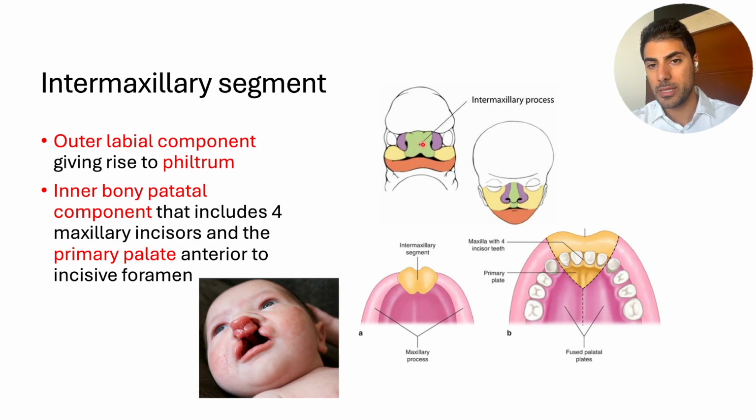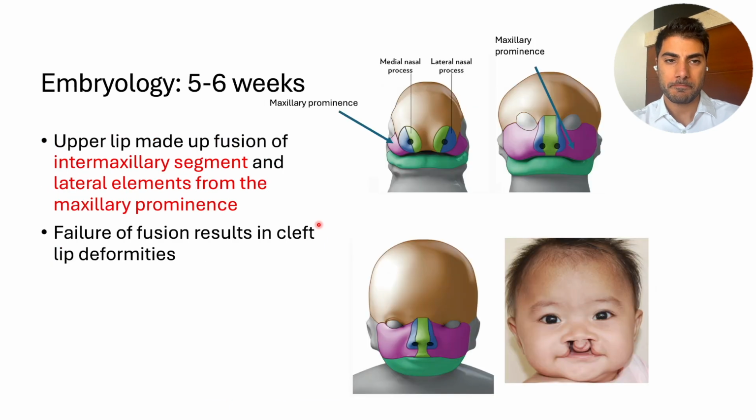So as we can see, this is the intermaxillary segment. We can see it here, and it's basically made up of an outer labial component that gives us the philtrum and an inner bony palatal component that includes the 4 maxillary incisors and the primary palate, which is anterior to the incisive foramen. Okay, so we can appreciate this intermaxillary process in a bilateral complete cleft lip. So we can see this is basically the intermaxillary segment. It's made up of a philtrum, okay, and the bony aspect of it.